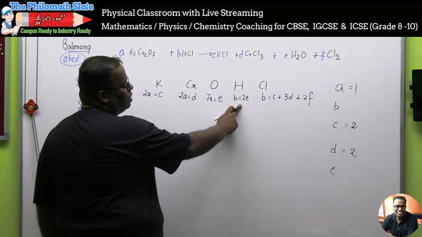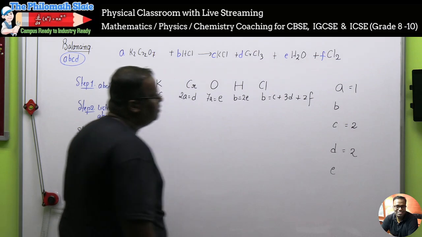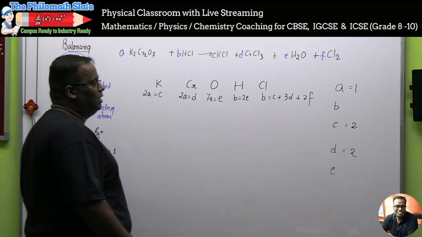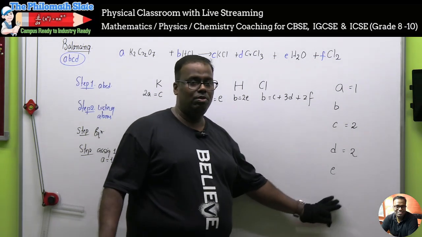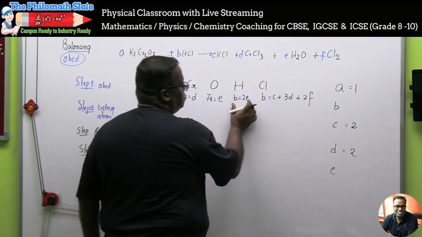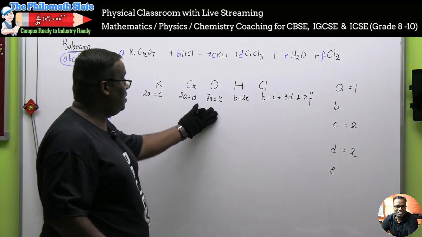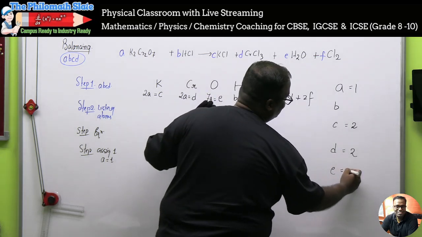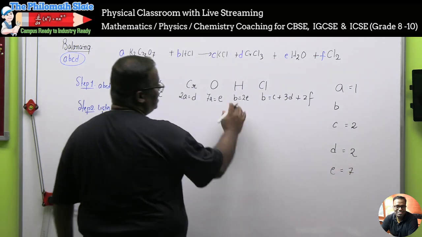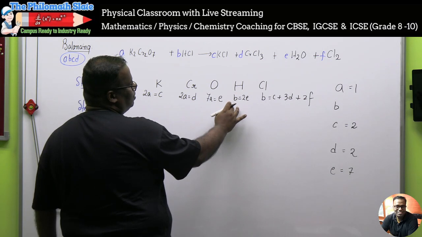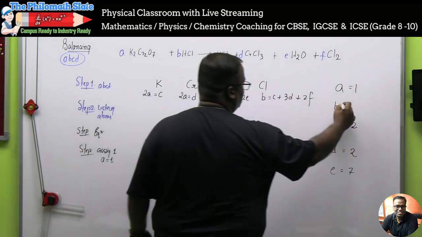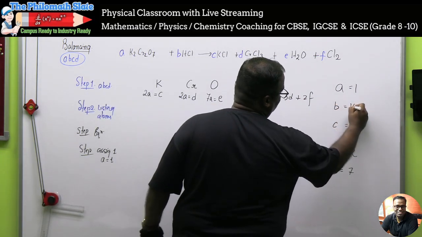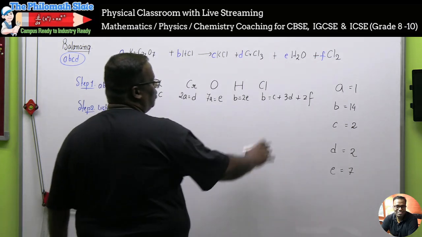And B is equal to 2 times E. Oh sir, we don't know E. Now there's a problem. See, we don't know this. So here we have to play some jugglery. Let's do it: 7A is equal to E. Wow. 7 times A is equal to E. So E is equal to how much? 7. And B is equal to 2 times E, so B is 14. And now we are left with F.